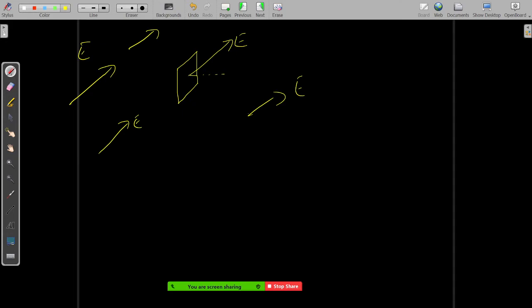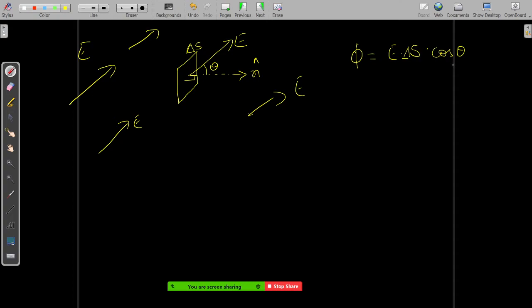If you take the perpendicular direction, this is your normal vector, and normal means perpendicular to the surface. If your electric field makes an angle theta with the normal vector, then the flux is E into the surface area into cos theta. Let's say we assume that the surface area is small, so we write it as E delta S cos theta.